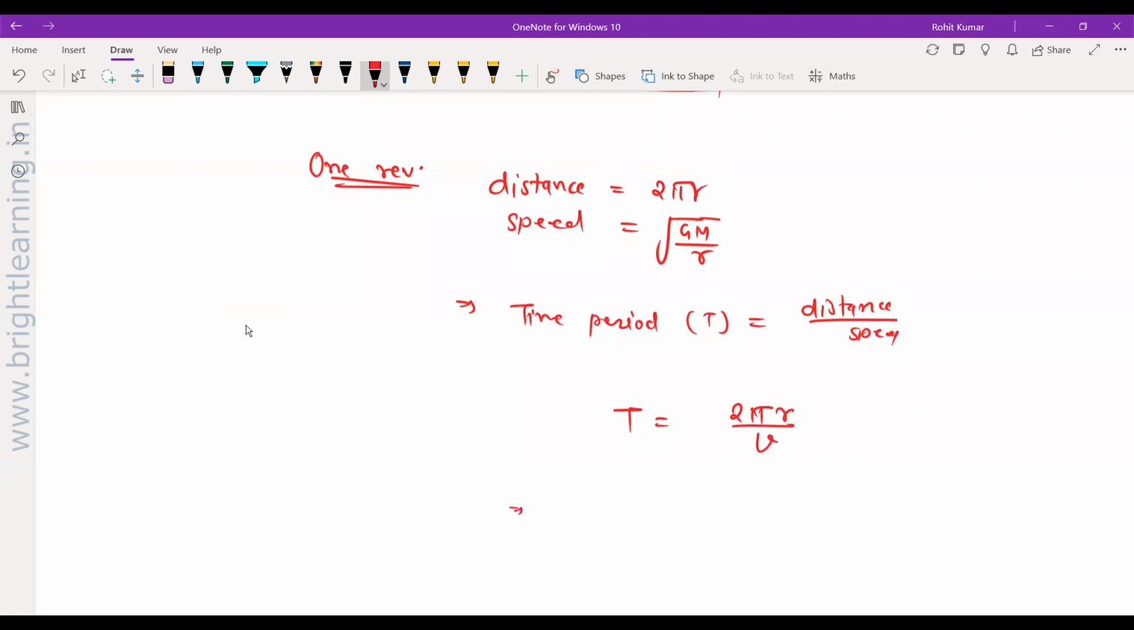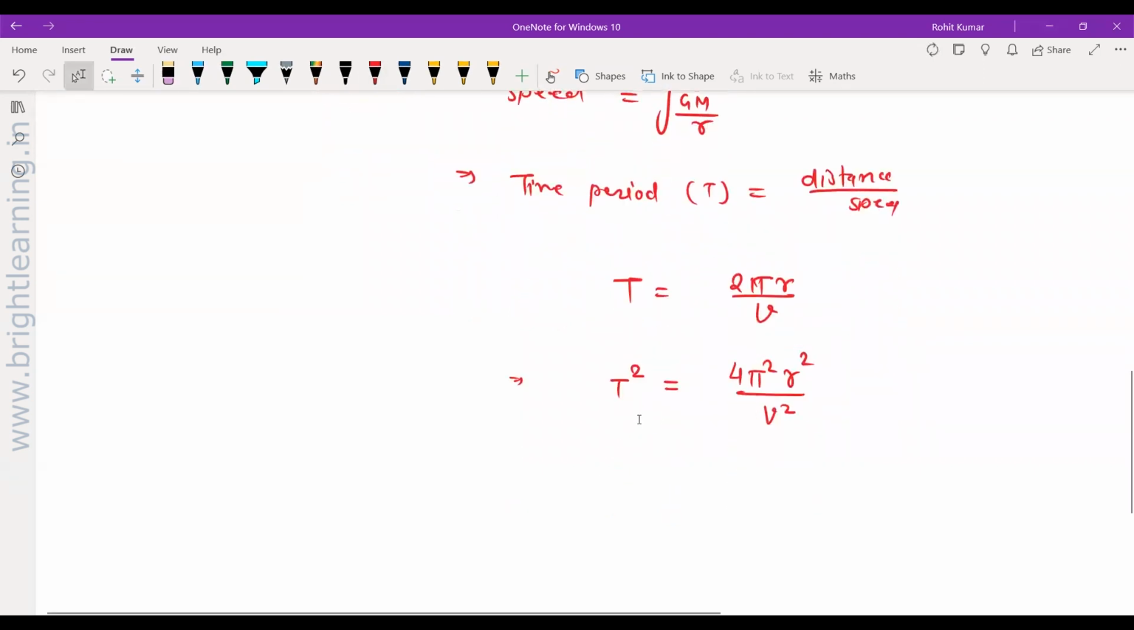Now I need to find the relation between T square and r cube. I will square it, and we will get 4 pi square r square upon v square, right? And we already know that v square should be equal to GM by r, because v is basically root GM by r. So I can say that it will become 4 pi square r square upon GM by r. So the expression of T square should be equal to 4 pi square upon GM into r cube.